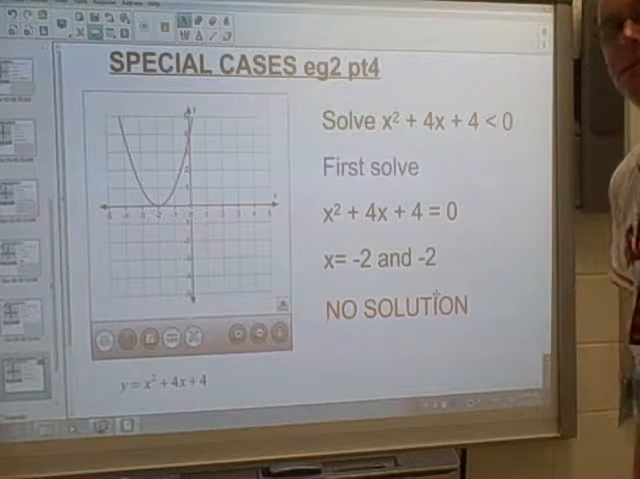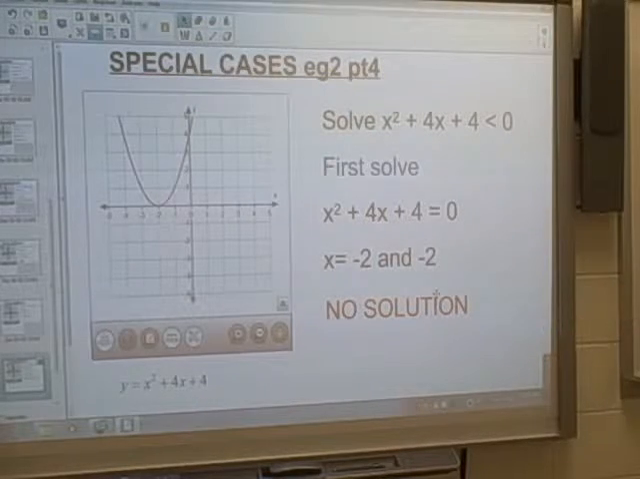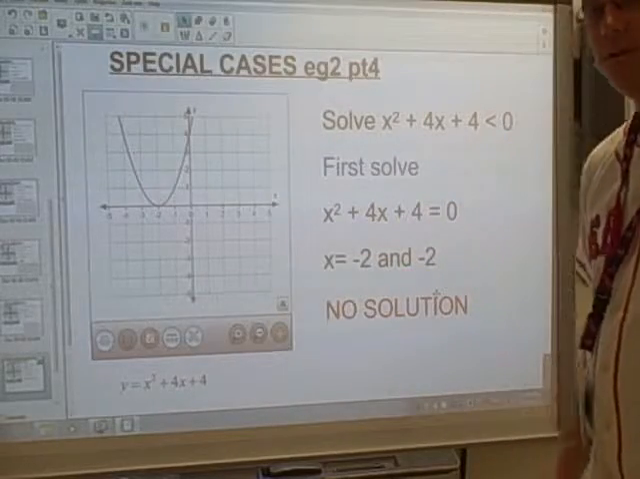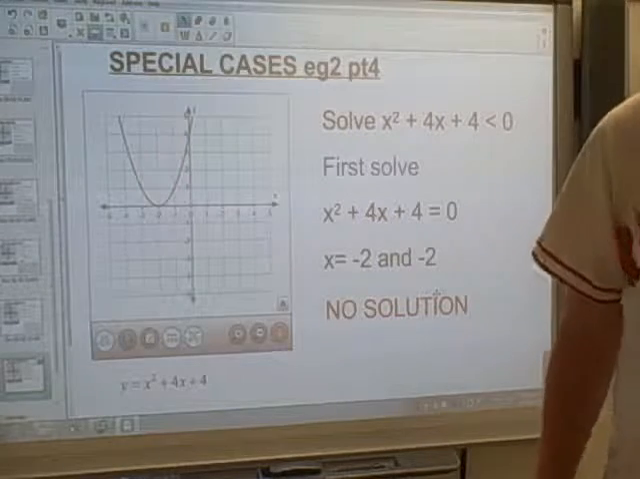So just be very careful when you have those special cases. They can be a little more complicated to work out, and they tend to occur when either the graph doesn't touch the axis, so there's no real solutions, or when the graph touches at just 1 point and you get what's called that repeated root.